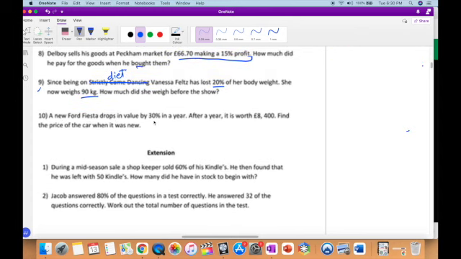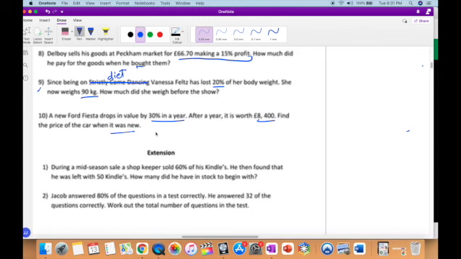So a new car drops in value by 30% in a year. And this is a CSEC question that they like to ask in CSEC. After a year, its worth is this. Find the price of the car when it was new. Okay, you want to give this a try? Right. And that is great.